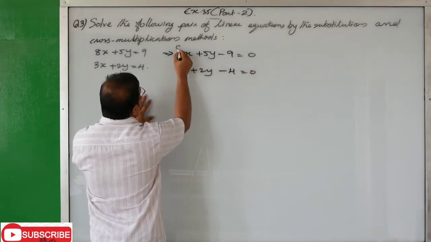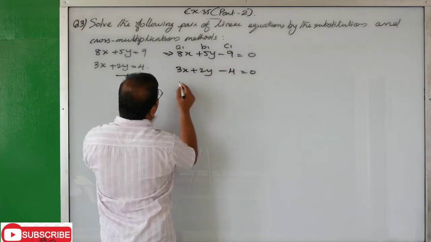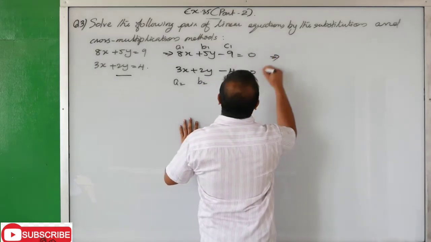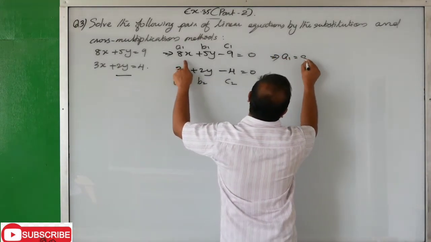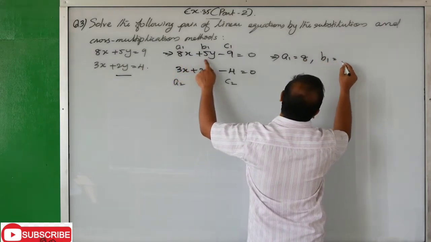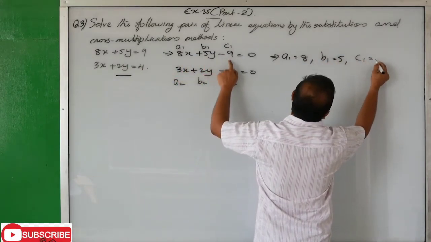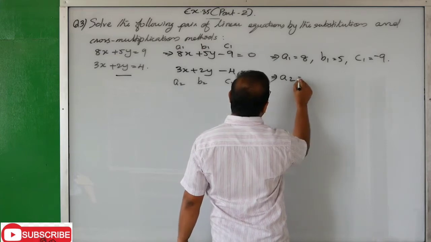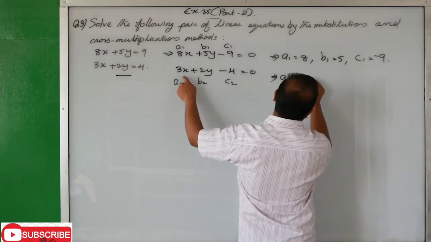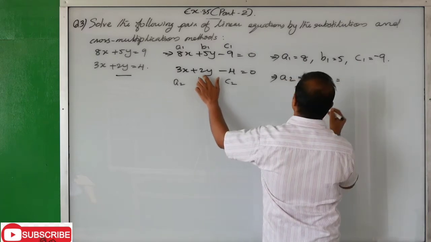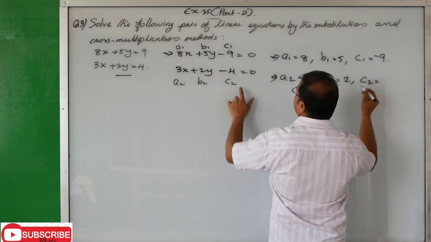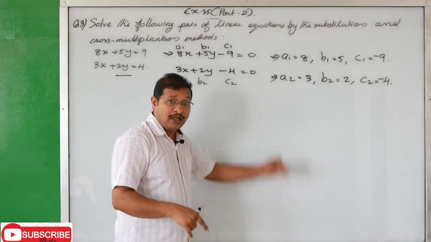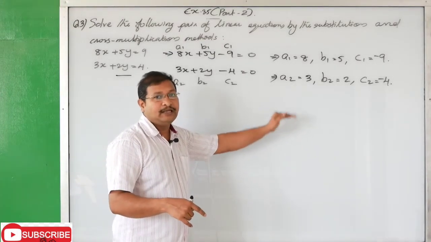From the first equation, we'll get a1, b1, c1. Here we'll get a2, b2, c2. Ready? That means here we'll write the value of a1. What is the value of a1? 8. What is the value of b1? b1 is 5. And what is the value of c1? c1 is minus 9. Ready? Now we'll take the values of a2. What is the value of a2? a2 is 3. What is the value of b2? b2 is 2. And what is the value of c2? c2 is minus 4.